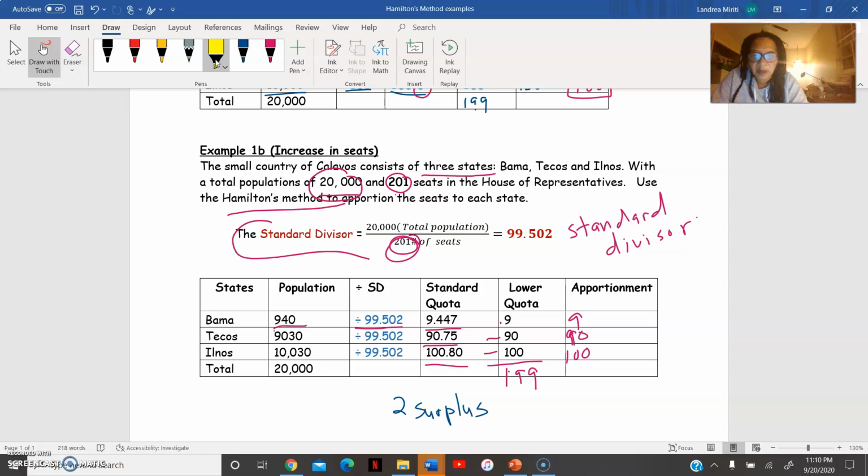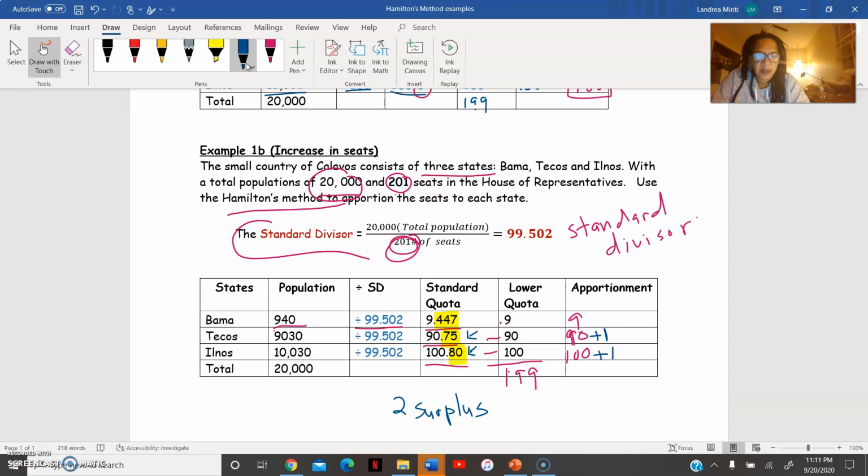And we can tell who gets them by looking at the decimal parts. We're going to give them out first to the one with the highest decimal part. So 0.80 is the highest right here for Ilnos. So Ilnos is going to get one of those surplus. And the next highest is 0.75. So that means Tecos is going to get the next one. And there's no more surplus left for Bama to get one.